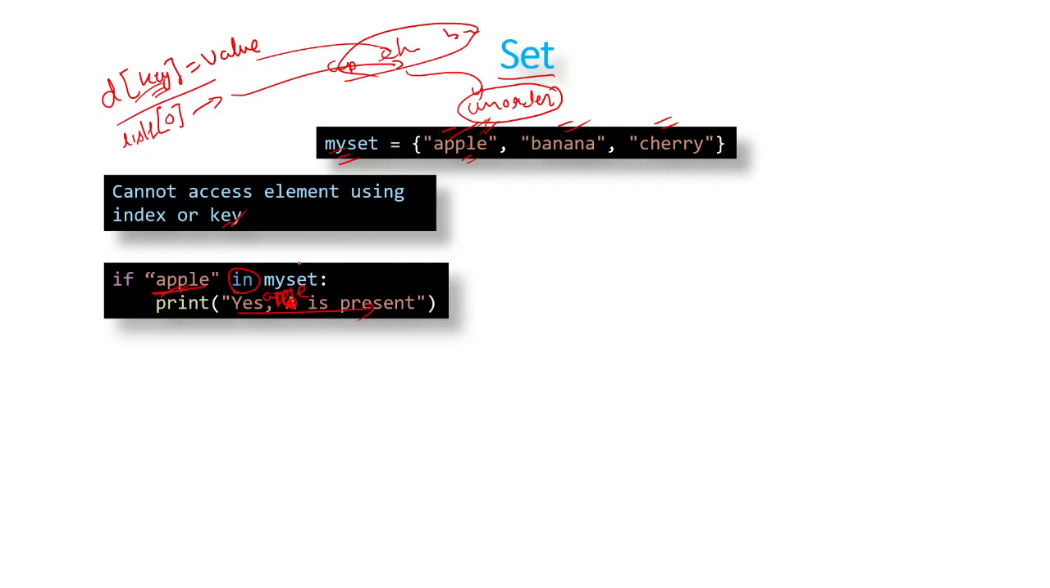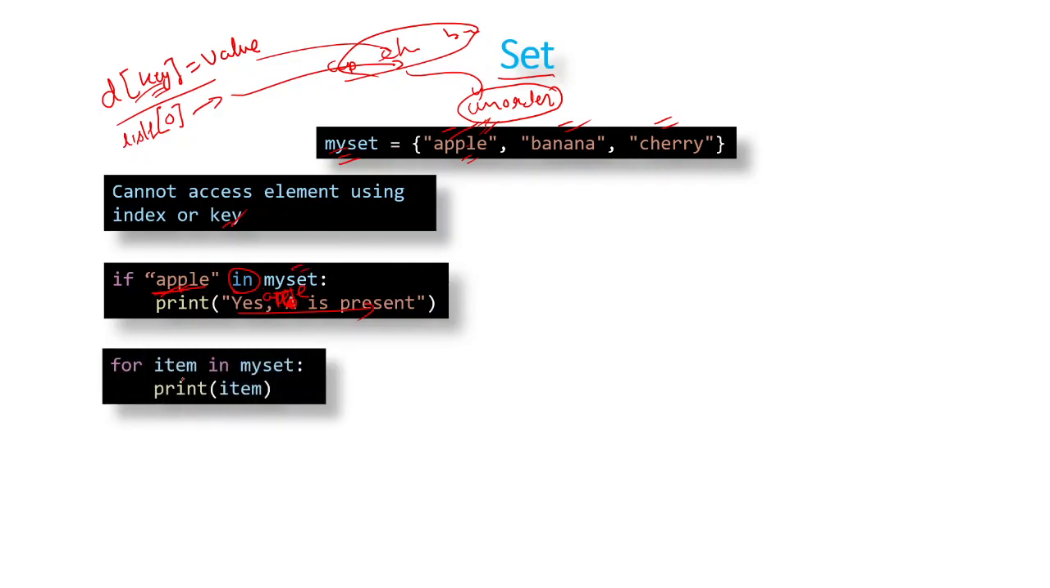Okay, so this is how we can search inside the set. The other way to loop over this set is this: we write for item in my set, and we print those items. So this will loop over all the items and print them, similarly to how we do it in a list.